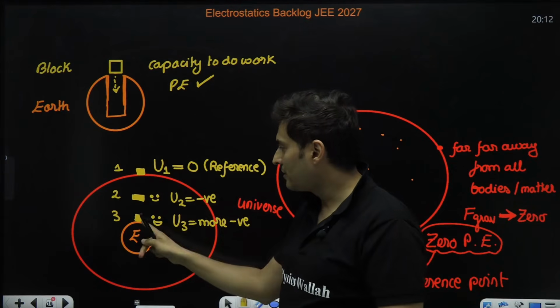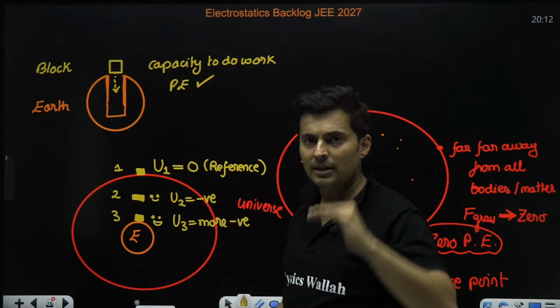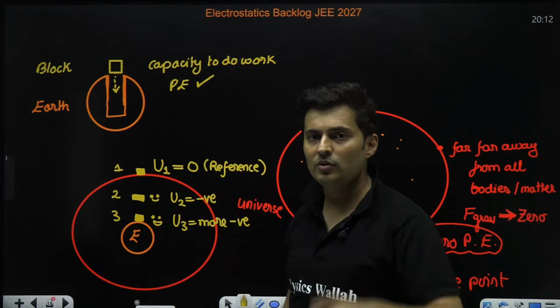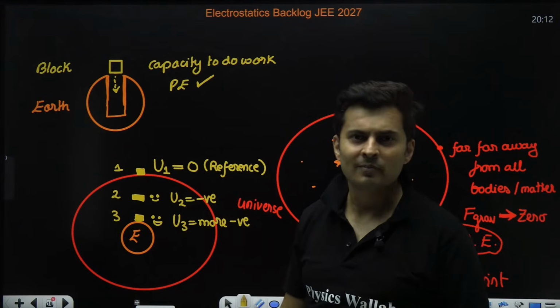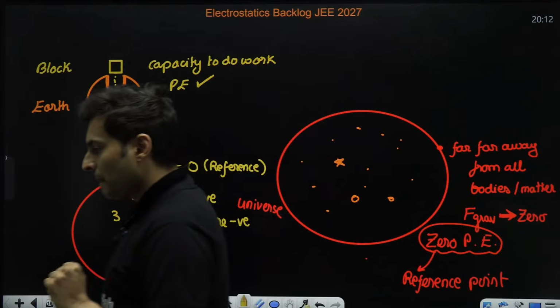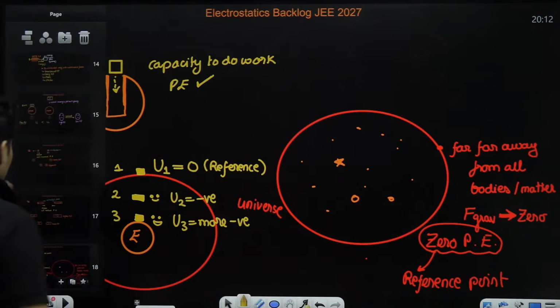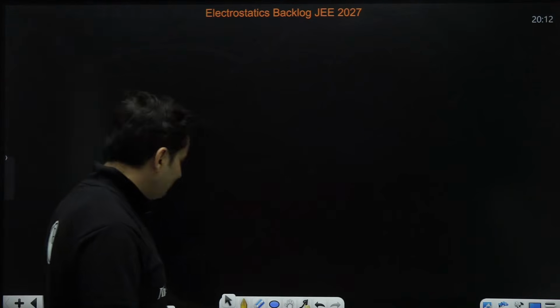If I had to take this block from here to here, from negative 5 joules to 0 joules, negative 5 to 0 is an extra 5 joules to be added. So I have to increase the potential energy. That's what it would mean. So it's negative with respect to infinity. Clear, everyone? Now let's talk about electrostatics and see what to do.